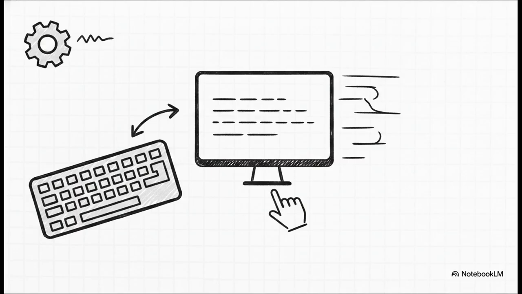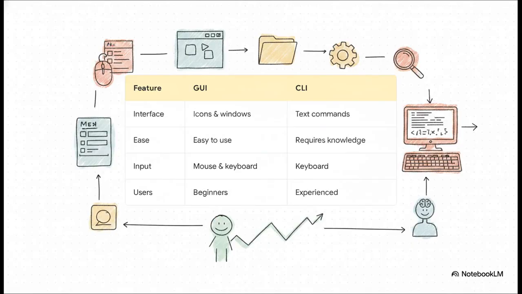Now, you might be wondering, why on earth would anyone want that? Well, for experienced users, it is lightning fast. Plus, it uses way fewer system resources. And a perfect example of this is the Linux terminal. When we put these two head to head, the differences are night and day. On the GUI side, you've got icons, menus, and windows. It's super easy to use, relies heavily on your mouse and keyboard together, and hits the sweet spot for beginners.